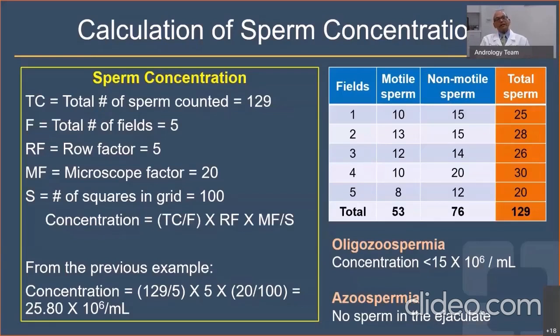It's important to differentiate the concentration from the total count. Concentration is always per ml, and the count reflects the number of sperm in the entire ejaculate. In many situations, we might find that the concentration of the sample is below the 15 million per ml cutoff. And in that condition, it is termed as oligozoospermia. And in other instances, the sperm may be completely absent from the ejaculate, and that condition is described as azoospermia. Next slide, please.